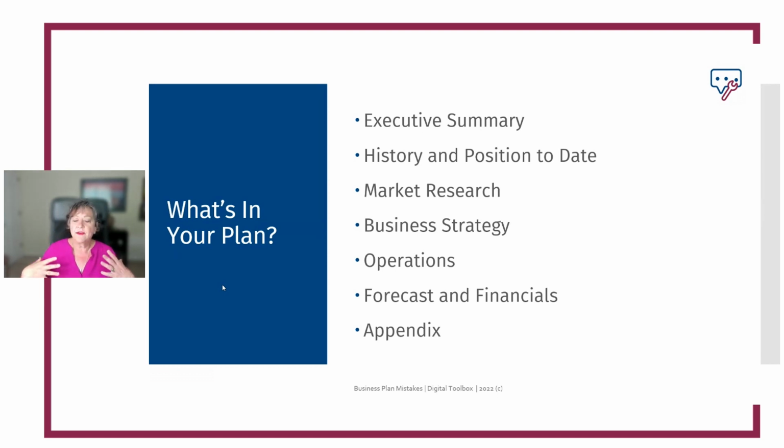There's an overview of the history and the position to date, market research, an outline of what your strategy is. How are you going to position your company? What are you going to focus on in your business? Operations. This is the nuts and bolts of what your pricing is going to be and what your distribution strategy is going to be. Of course, you got to have the numbers. It's all got to add up. And the last piece is the appendix.